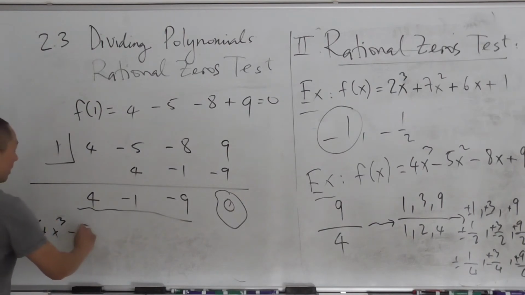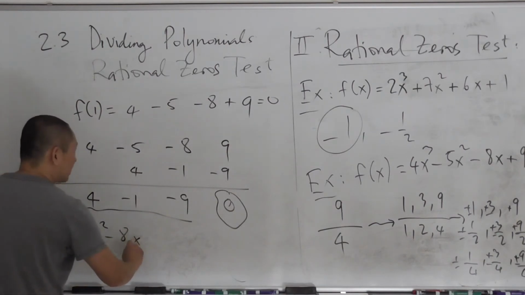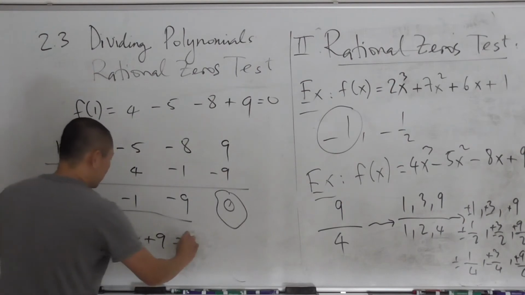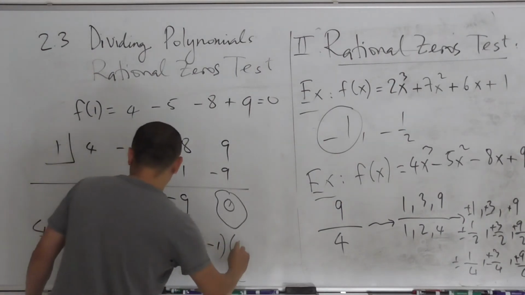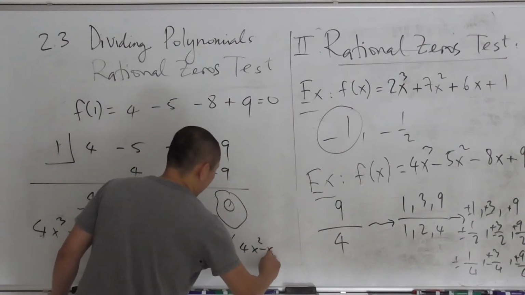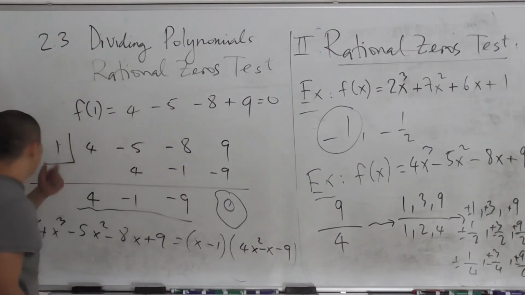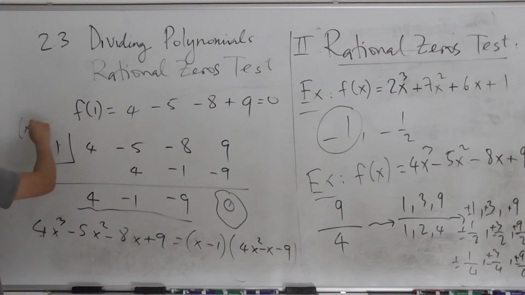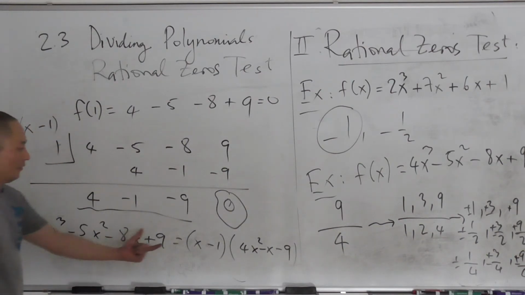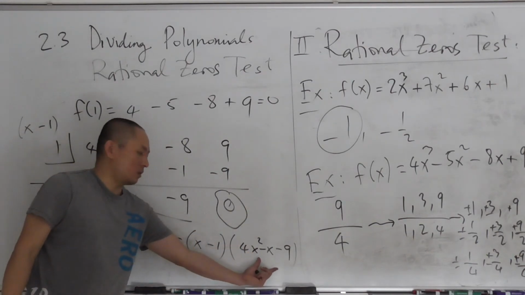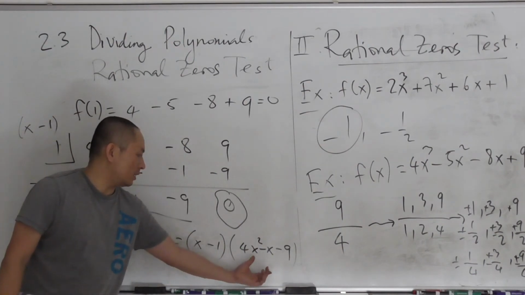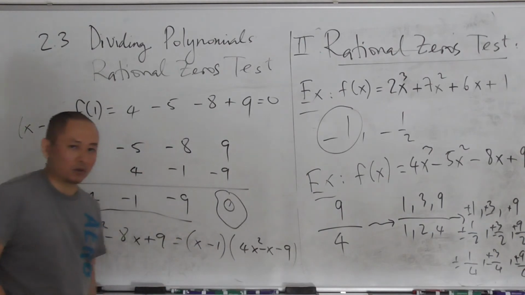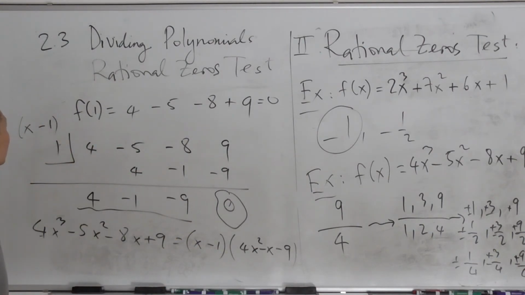So 4x cubed minus 5x squared minus 8x plus 9 is going to be equal to x minus 1 times 4x squared minus x minus 9. Because 1 is a 0, the factor is going to be x minus 1. You have this, right? And of course this is quadratic. Later on, we're going to find another 2 zeros in here, but that's not too hard. Just use the quadratic formula, and you have it. And that is the rational zero test.